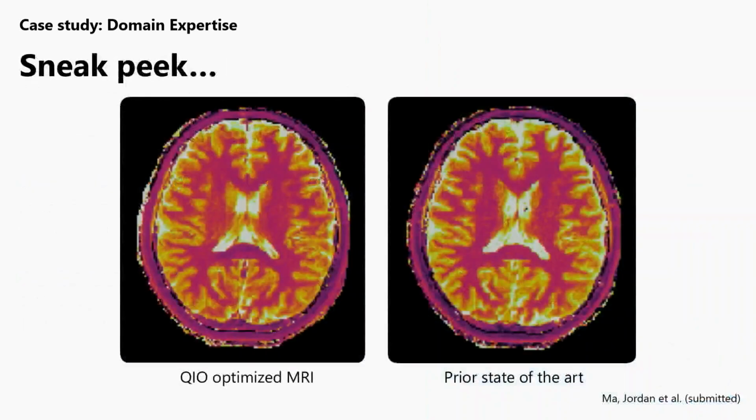Let me show you some results. What you see here is 2 scans. On the left-hand side, we have our QIO-inspired scan. On the right-hand side, you have the prior state-of-the-art. If anyone here can tell me that they're different, I won't believe it, because they're very much comparable. However, the stuff on the left is a pulse sequence that is nothing anybody has been able to envision before. And that's huge, because it can unlock shorter scan times, better quality imaging, you name it.